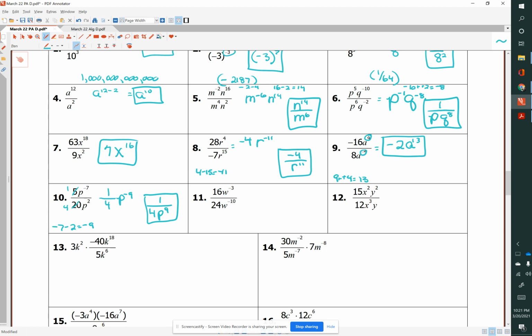Now, 16 over 24. Well, 16 and 24 are both divisible by 8. 16 divided by 8 is 2, and 24 divided by 8 is 3. So for the coefficients, we have 2/3. And then we have w. Let's look at these exponents. Negative 3 minus negative 10, okay? So that means we're adding 10 to negative 3, which equals 7. So we can also write this as 2w to the 7th in the numerator with 3 in the denominator.